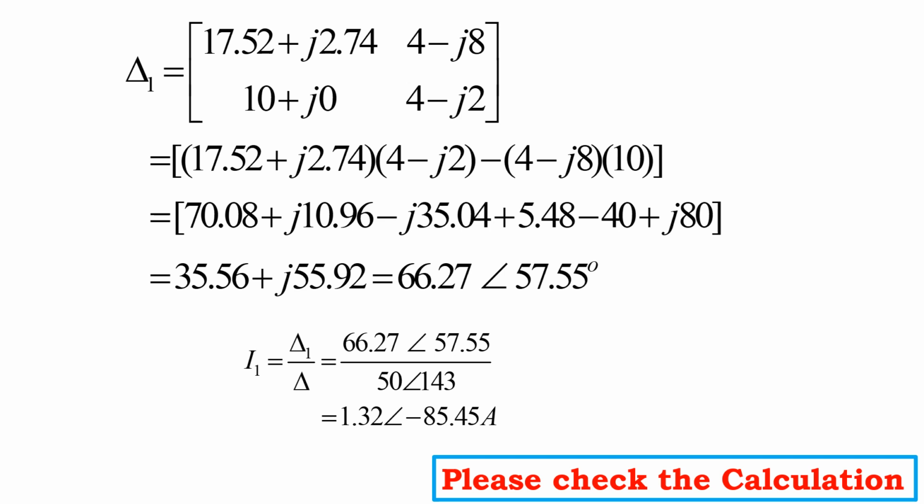The same way, delta 1 is found out. Delta 1, as I discussed earlier, is where the first row is replaced with the voltage matrix. So the voltage matrix is 20 angle 20, then plus 10 angle 0 as the addition, then the other one is 10 angle 0. This is the voltage matrix that I put in the first row, keeping the Z matrix second row as it is. Once again do the simplification, find the determinant, then I got 66.27 and 57.55.